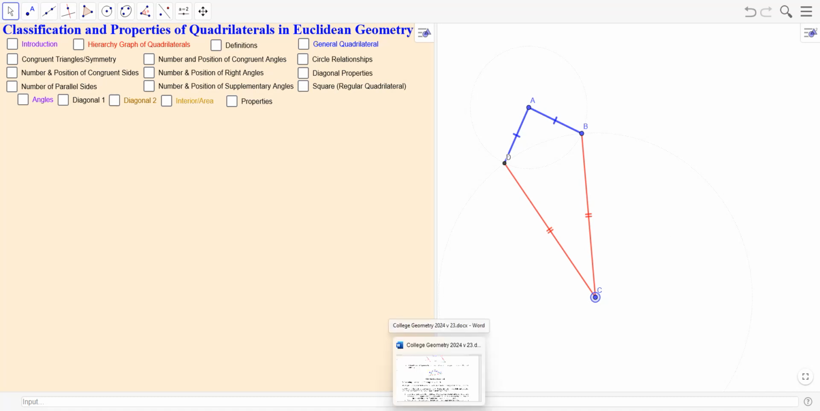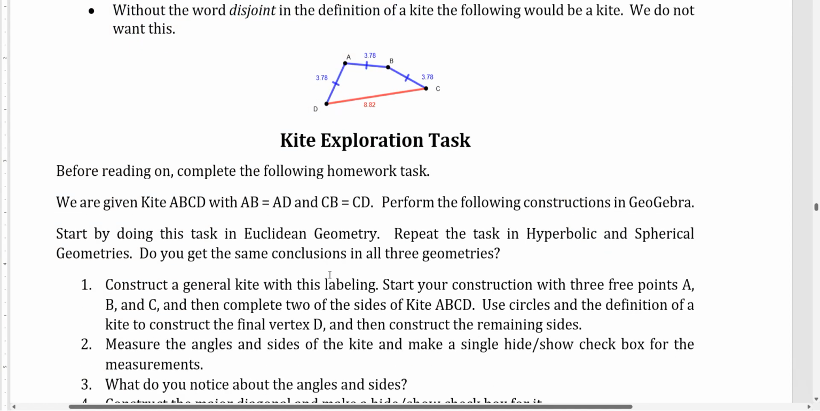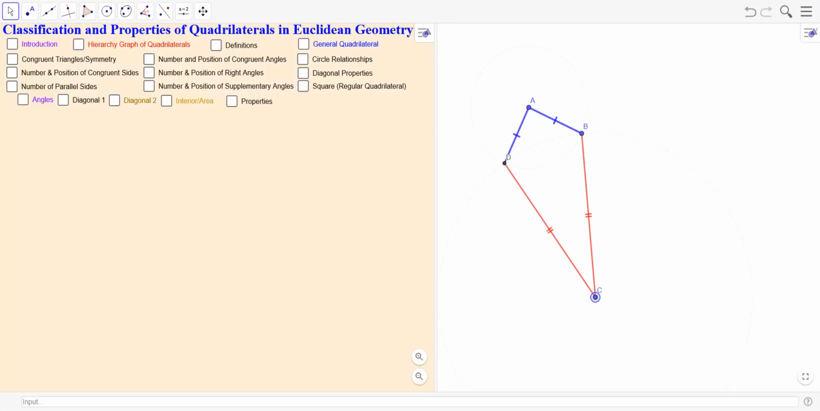Okay, how about the next task now? Next, measure the angles and sides of the kite, and then see what you notice about the sides of those things. Okay, go ahead and do that yourself. Press pause now. Okay, if you're back now and you've tried it yourself, it's very important that you try this yourself.